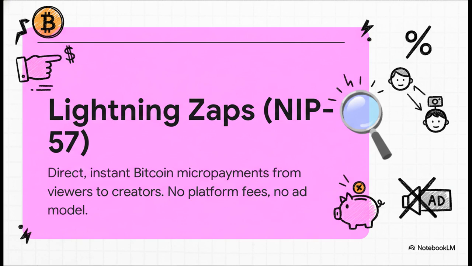Well, this is also totally peer-to-peer. VidStream uses something called Lightning Zaps. It's basically a way for viewers to send tiny, instant Bitcoin payments directly to a creator. You like a video? You can zap it with a few cents or more. There are no ads. There's no platform taking a 30% cut. It's just a pure, direct financial link between you and the creators you support.